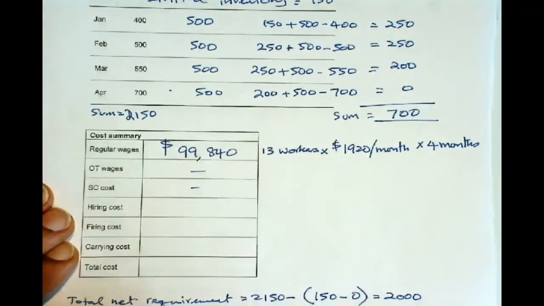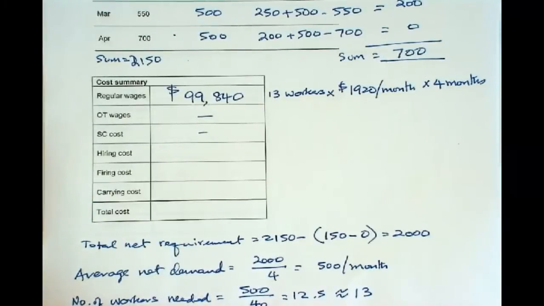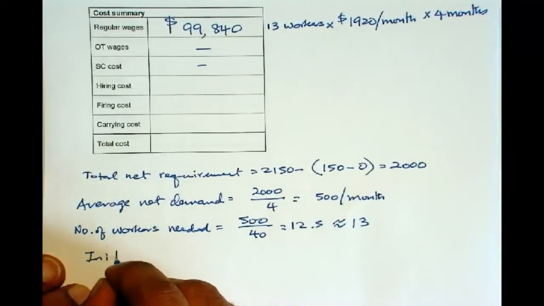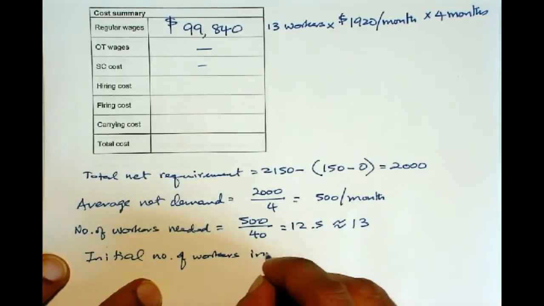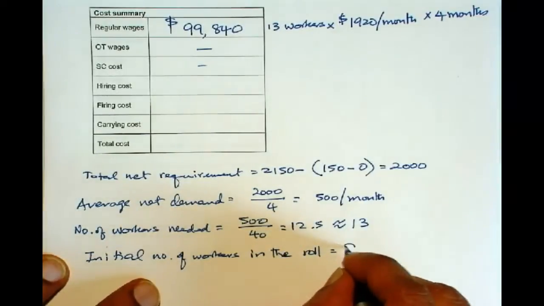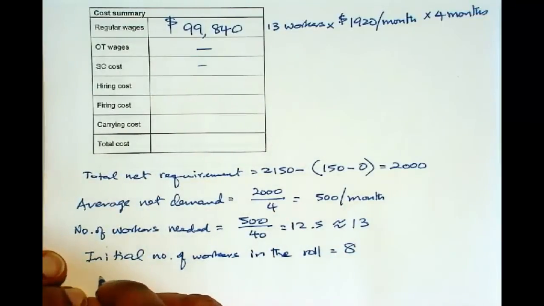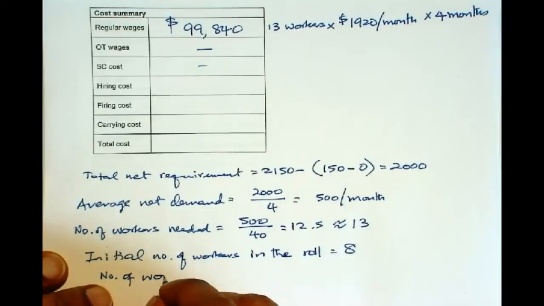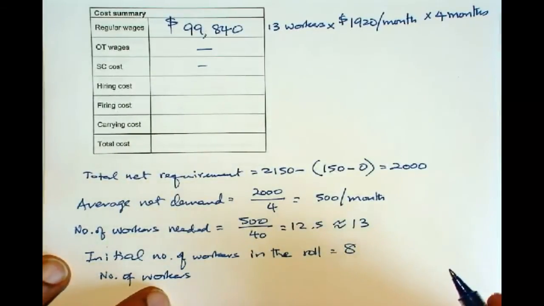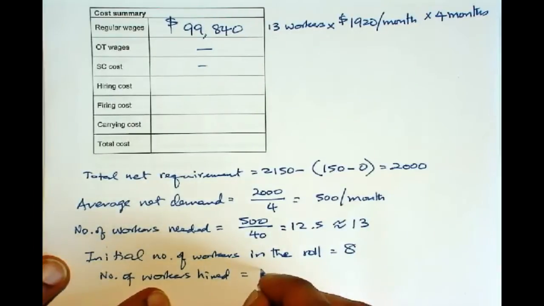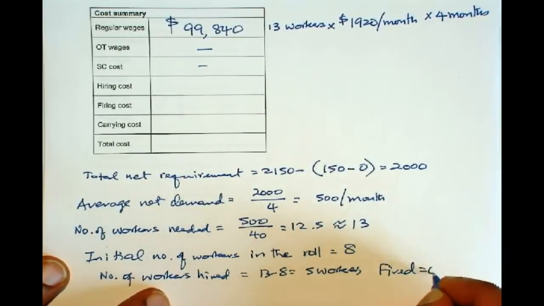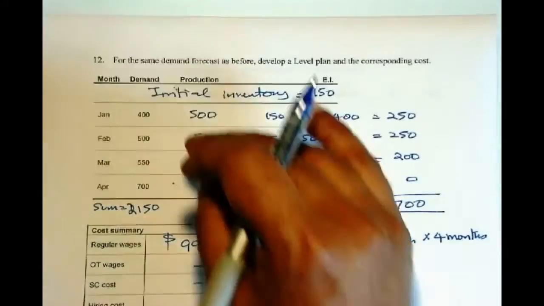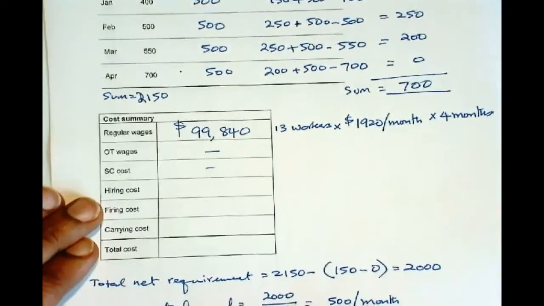Now hiring and firing. So we have an initial number of workers. Initial number of workers in the role is 8. So now fired will be 0, hired is 13 minus 8 is 5 workers. Okay. Level plan only in the first period. After that we have the same number of workers at level. So here there is no firing cost.